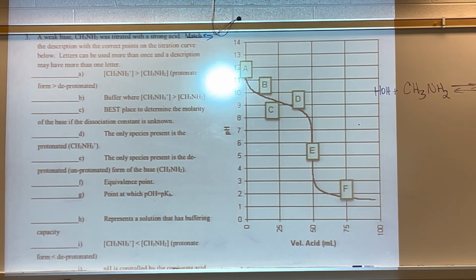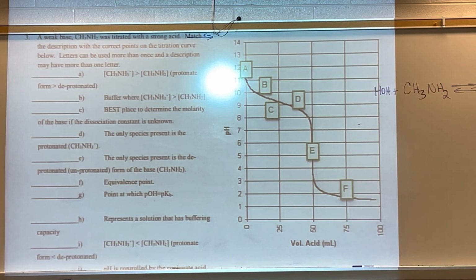C. Represents a solution that has a buffering capacity. B, C, and D. And then this, the deprotonated, is greater than the protonated. A. pH is controlled by the conjugate acid. E. pH is calculated from the excess strong acid is F. Buffer where the positive is less than this. B.